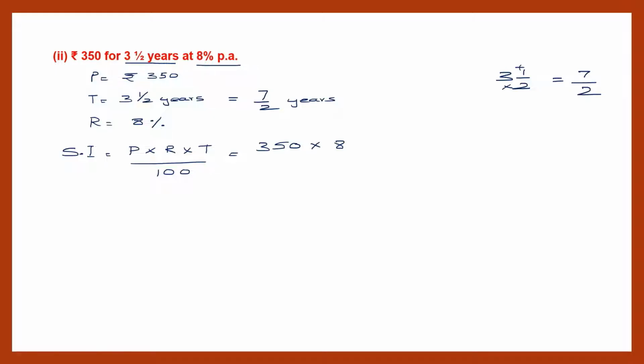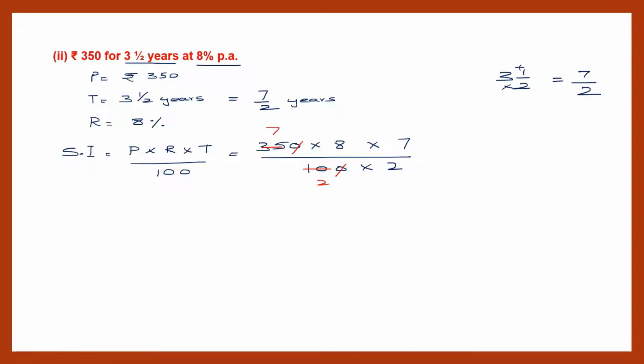So here P into R into T, T is 7 by 2 years. 7 and 2 will come down. And remember, the formula is P into R into T by 100. So we have 100 here. So this is 100 into 2. Now let's see what we can cancel here. I can cancel 1 0 here and 1 0 here. I can cancel 35 and 10 by 5. 5 2s are 10, 5 7s are 35.